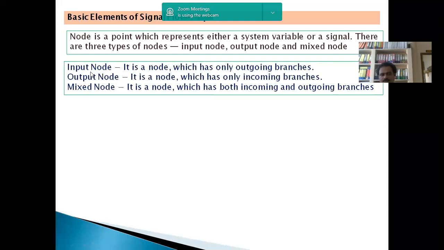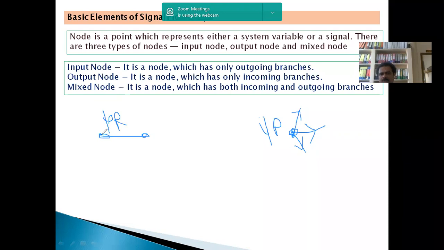One is input nodes. An input node is a node which has only outgoing branches. Here there are only outgoing branches and no incoming branches. That means it is the starting point, where there are only output branches available. So that is the reference input.